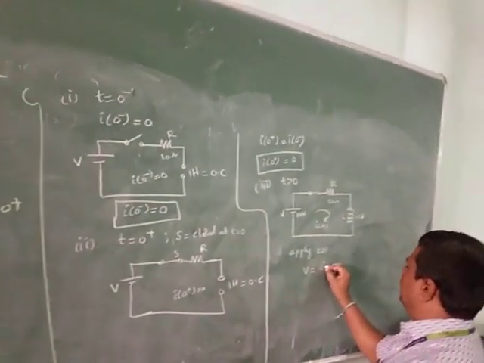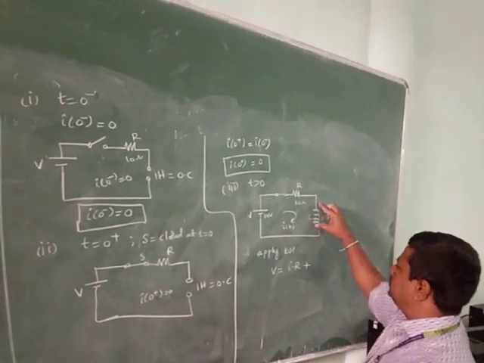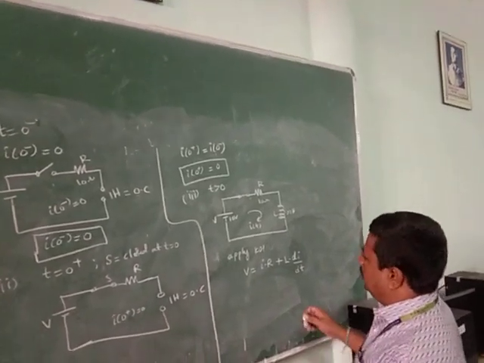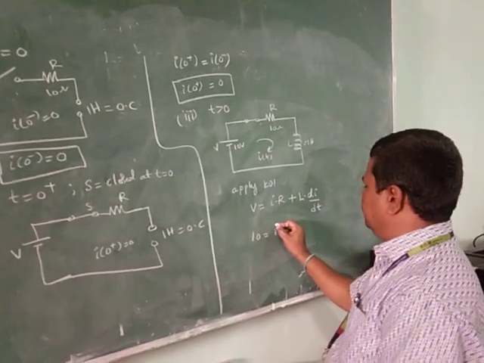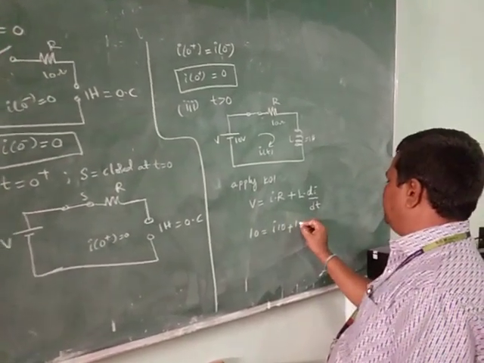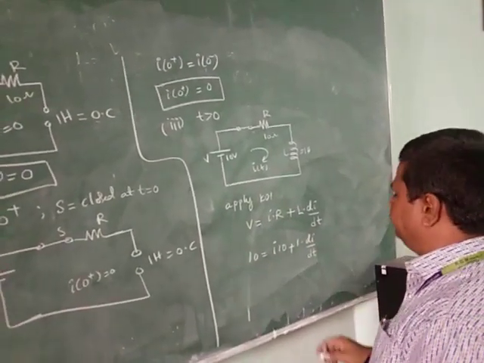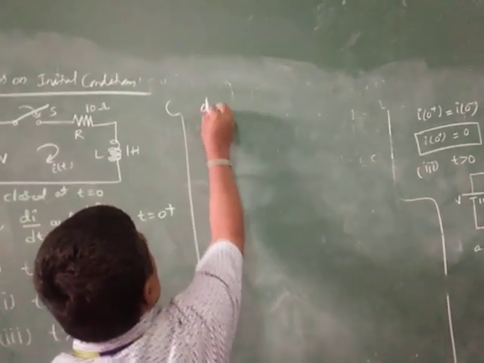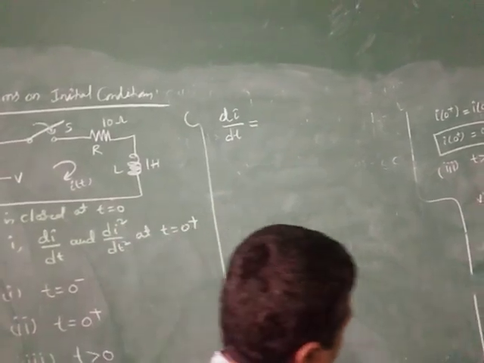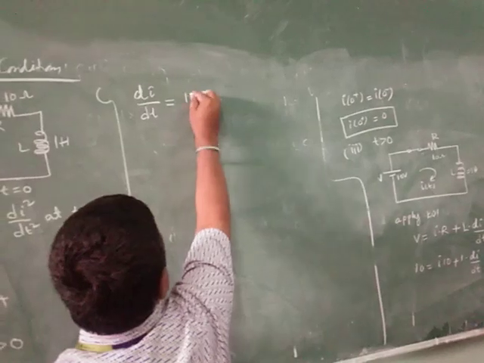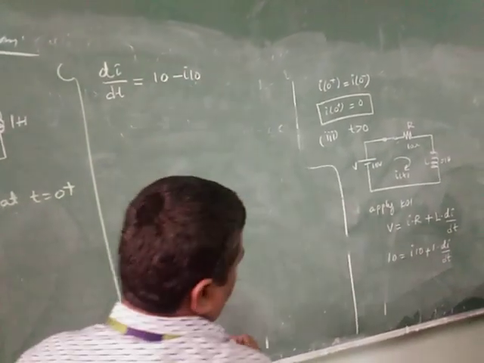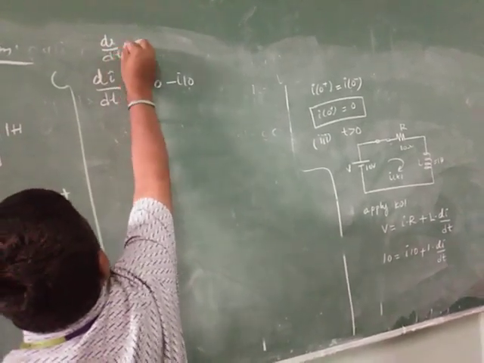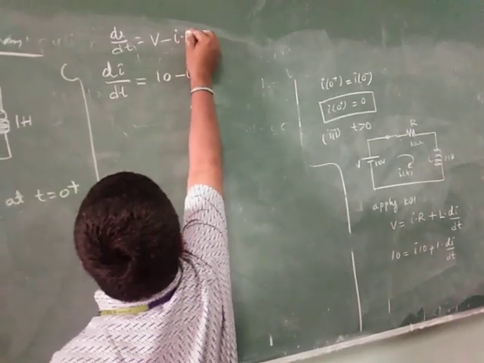Then V is equal to current I into R plus voltage across inductor is equal to L into di by dt. And substitute values here. 10 is equal to I into 10 plus L value is equal to 1 into di by dt. From that, di by dt is equal to 10 minus I into 10. Okay. In terms of expressions, di by dt is equal to V minus I into R.